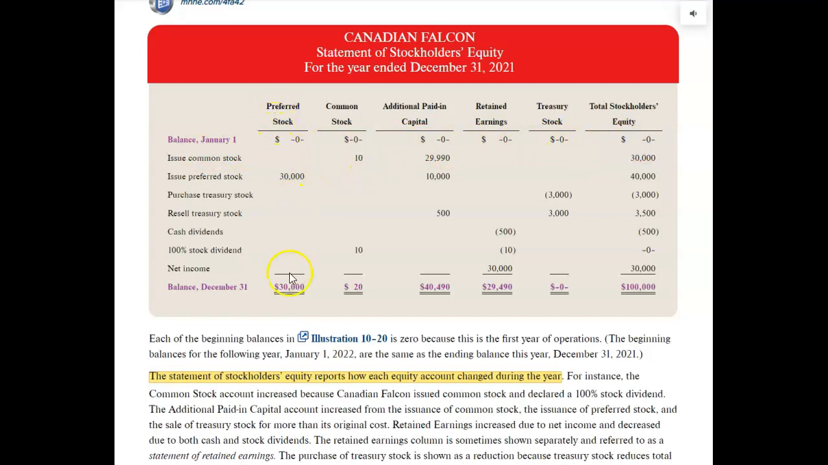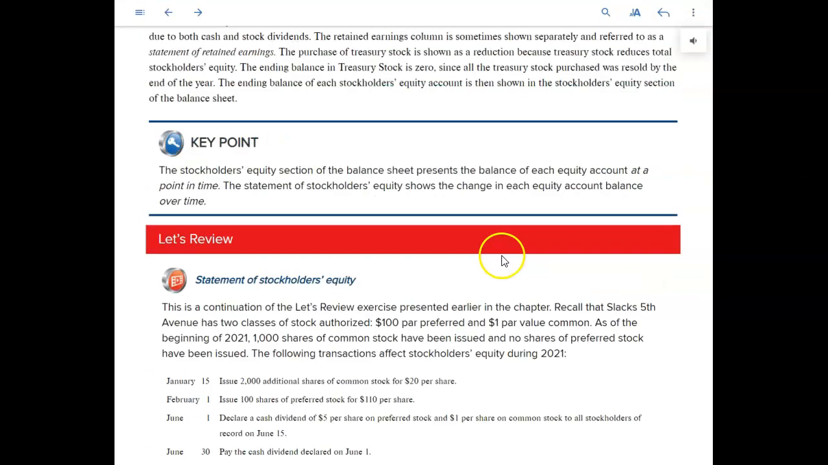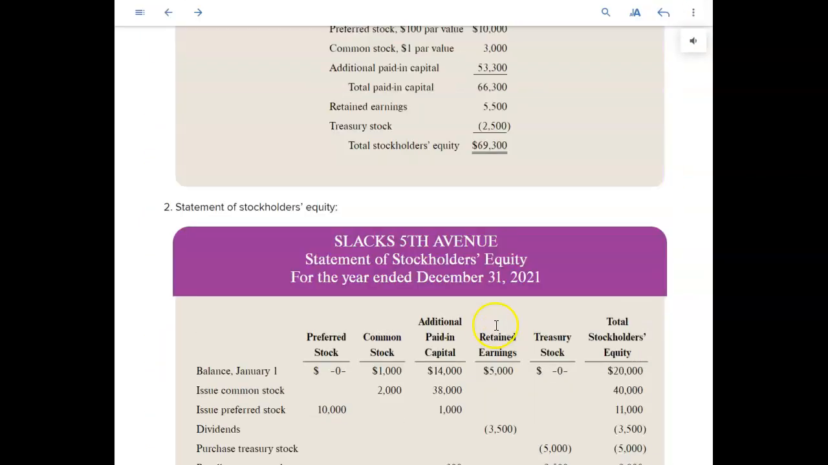Then it issued preferred stock during the year, issued common stock, additional paid in capital went up, retained earnings, paid dividends, paid a stock dividend, and then net income, and then treasury stock, bought some, sold some. So your stockholders' equity statement here shows the change in every one of your stockholder equity accounts. And a little review, you can look at this yourself.